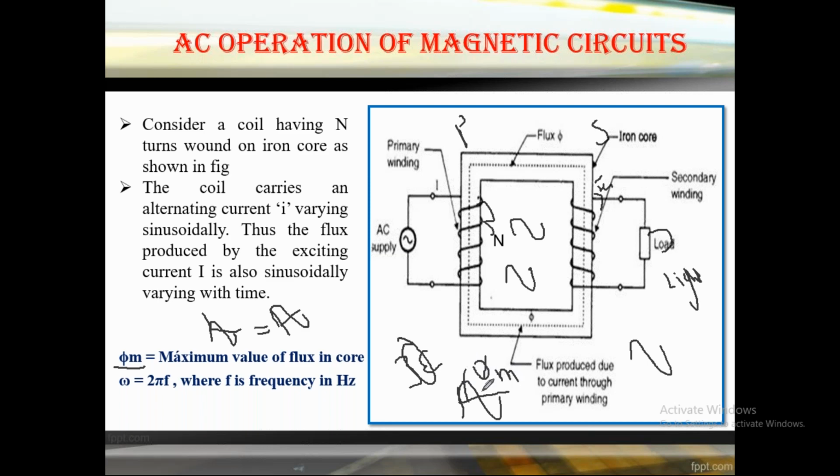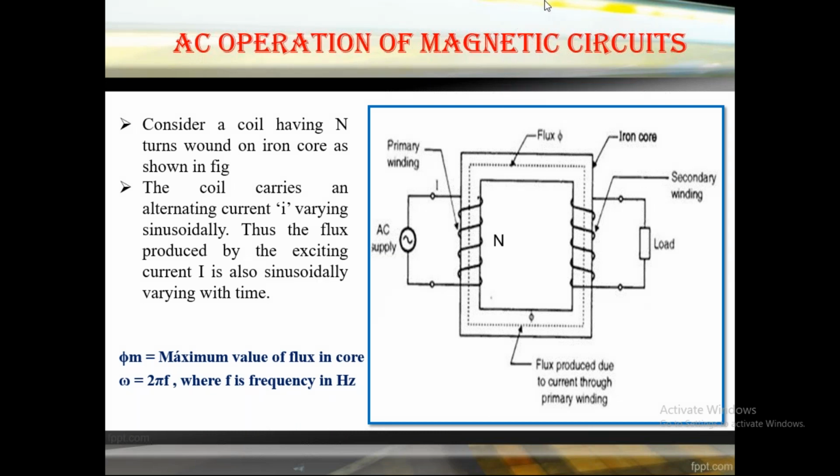And the maximum flux is given by, let me see what is the maximum flux here, and omega is equal to 2 pi f. What is the omega here? How can we call omega? What is the name of omega? If f is frequency, what is omega? Angular frequency. Right, angular frequency.